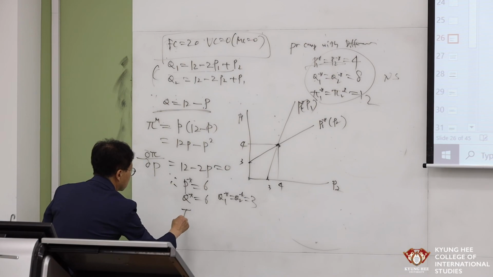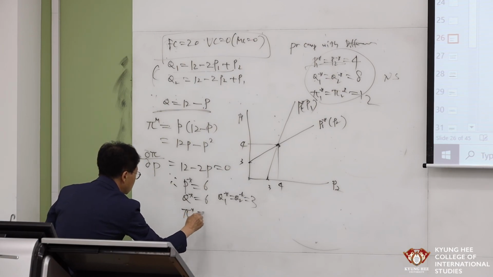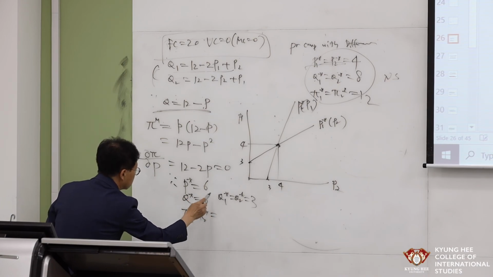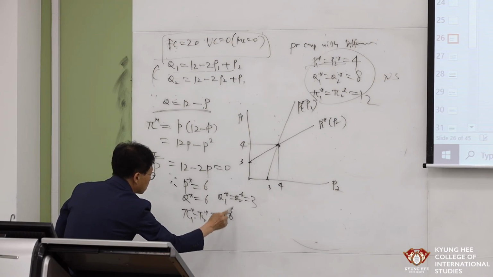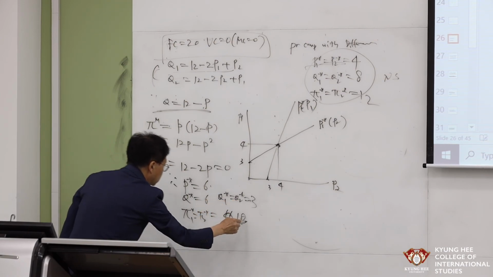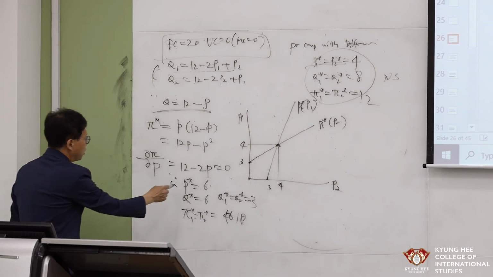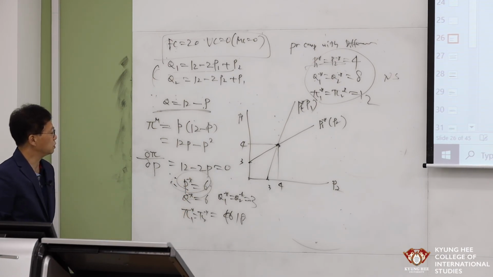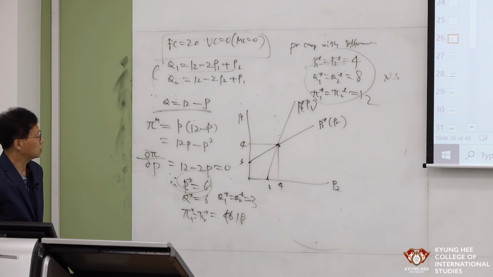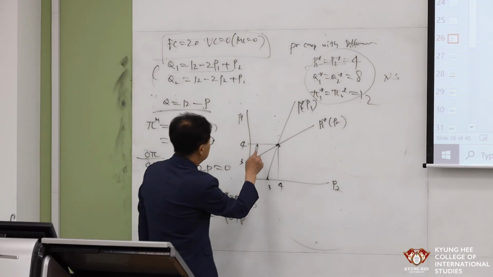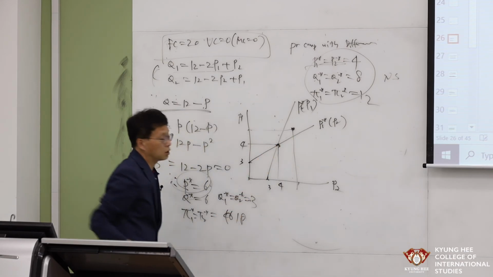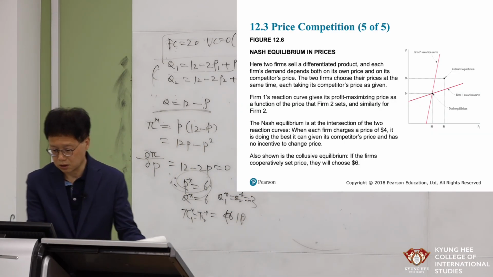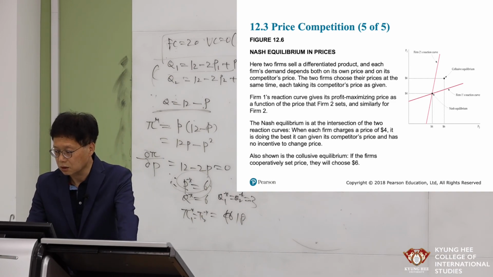And the profit of each firm, pi 1 star, pi 2 star, is equal to what happens? 6 multiplied by price, 6 multiplied by 3, so 18. Okay? Anyway, we know that the collusive outcome is P1 star is equal to P2 star is equal to 6. In this graph, 6, 6, right? That is the collusive outcome in the earlier example. Okay?